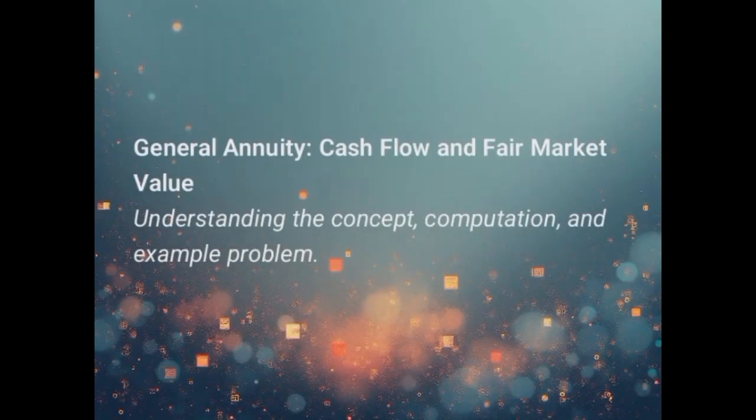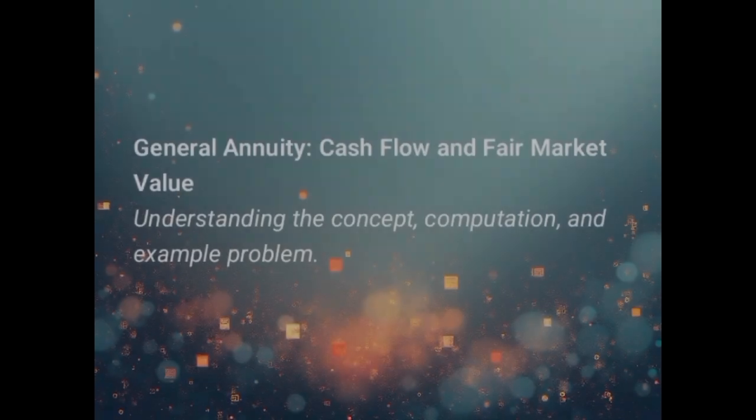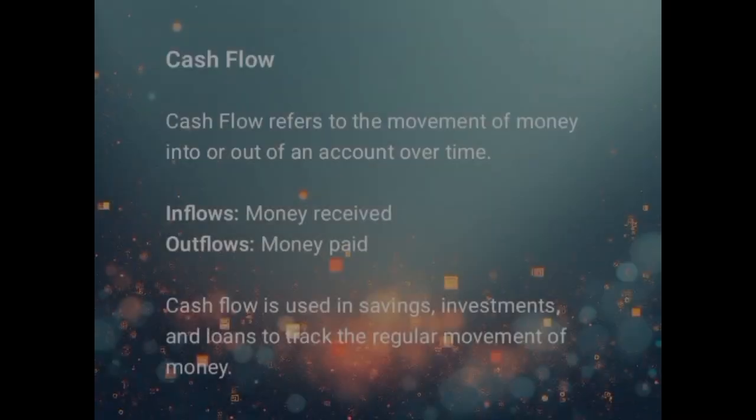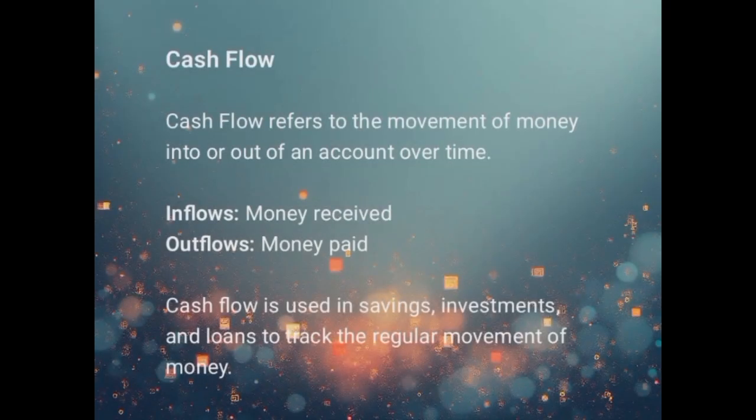General annuity, cash flow, and fair market value. What is a general annuity? A general annuity is a series of equal payments made at regular intervals where the payment period and compounding period are not the same. Example: payments are made every 2 months while interest is compounded quarterly. Cash flow refers to the movement of money into or out of an account over time. Inflows, money received; outflows, money paid. Cash flow is used in savings, investments, and loans to track the regular movement of money.